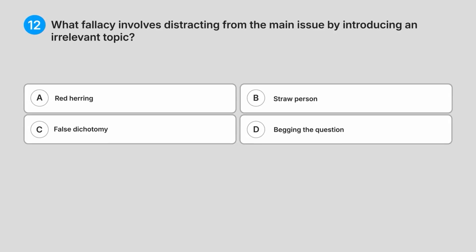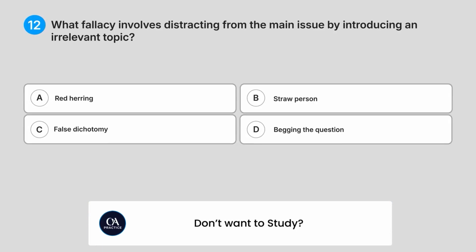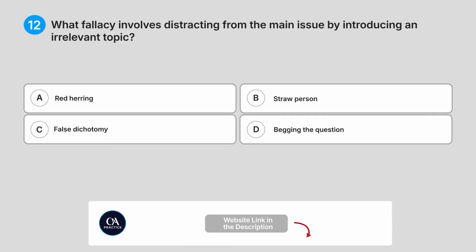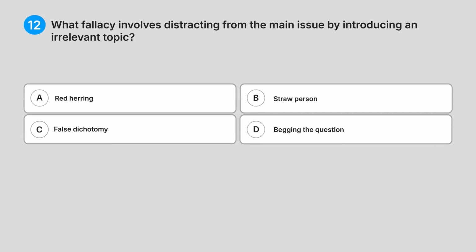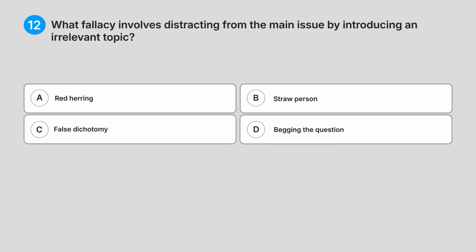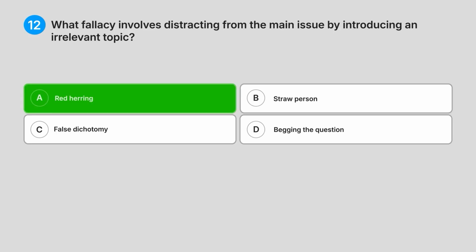(12) What fallacy involves distracting from the main issue by introducing an irrelevant topic? A. Red herring. B. Straw person. C. False dichotomy. D. Begging the question. Do you know the answer? Correct answer A. Red herring.